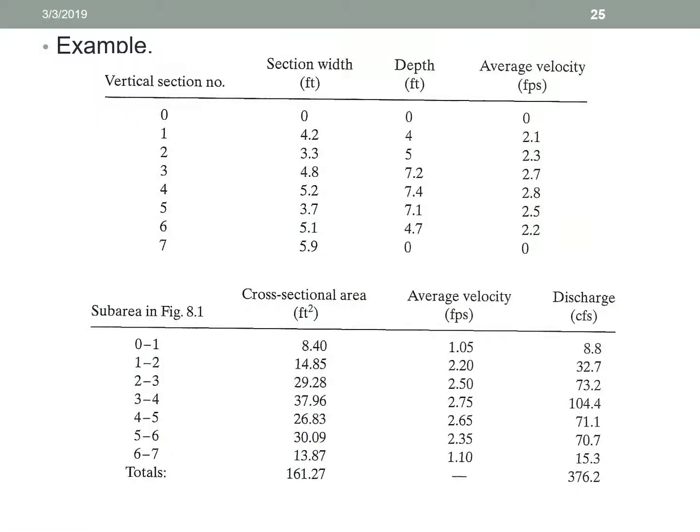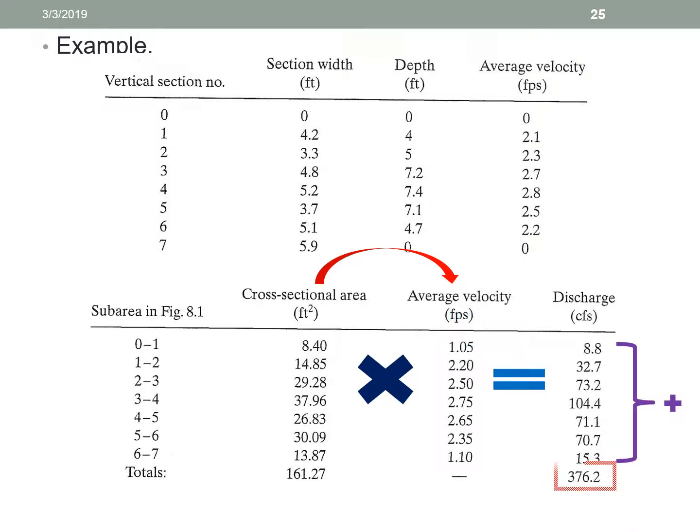So Q equals, again, I put here an example. You have the sections, the section widths, depths, average velocities. Again, at the bottom, you have the sub areas and cross section areas. I put here the same as in the figure. You see the average velocities. The cross section area times average velocity will equal discharge. If you add all of the discharges, you have 7 areas, 7 flow rates, add all of them up, and it will be 376.2 feet cubed per second, CFS.